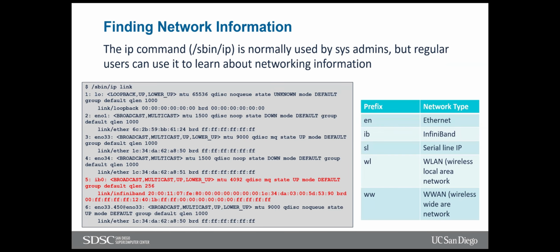So while the network is kind of something you just have to deal with, it is good to know what you have so that you can manage expectations, I guess. We can find out what networks are available with the ip command. If we use the ip command and look for link, we see a list of everything that is there. For the prefixes, EN stands for Ethernet and IB stands for InfiniBand. We can see that we have both Ethernet and InfiniBand on Expanse.